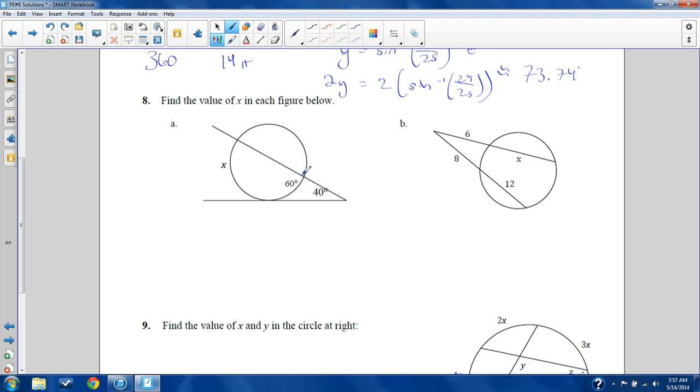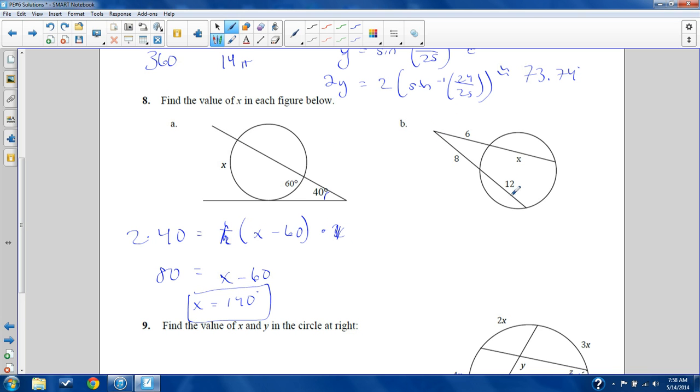And we can use a relationship here that says this angle measure is equal to half the measure of this arc minus this arc. So 40 degrees equals 1/2 of x minus 60. Let's solve for x. You can choose to distribute the 1/2. I'd rather multiply both sides by 2. Cancels out the 1/2 with the 2, and you get 80 equals x minus 60. Add 60 to both sides, you get x equals 140 degrees. So this arc right here is 140.